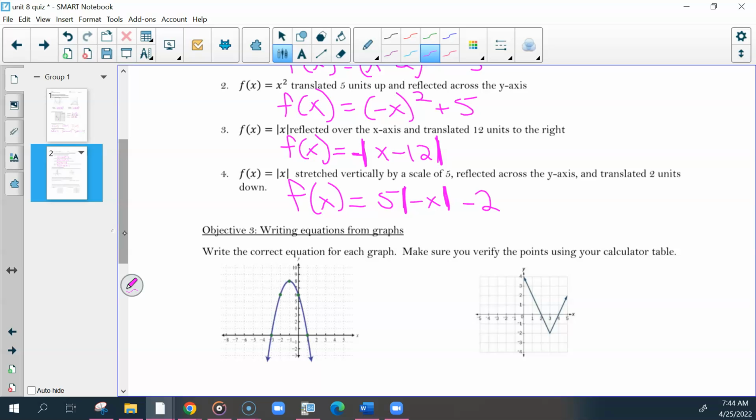That's a horizontal thing. Horizontal things are inside. And then translated 2 units down. Down is a vertical thing, so that would also be on the outside. So that would do exactly what you think it's going to do. The negative would go in front of the x, and 5 would go on the outside. If it's to the right, to the right is always opposite. So right is minus and left is plus.